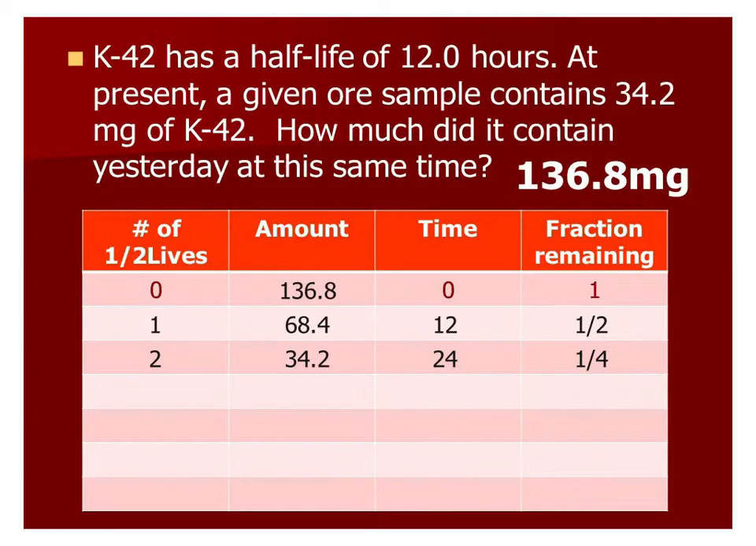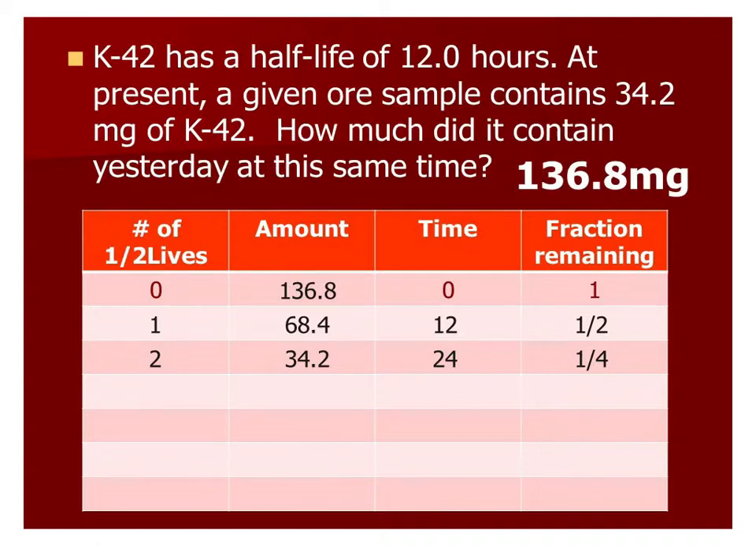Now, we're not always looking for how much is going to be left. In carbon-14 or radioactive dating, we actually have a sample that has been decaying over time, and we want to find out how old something is by back calculating how many half-lives the material went through. So let's see how we could do that. K-42 has a half-life of 12 hours. At present, a given ore sample contains 34.2 milligrams of K-42. How much did it contain yesterday at the same time? So we're actually going back in time.